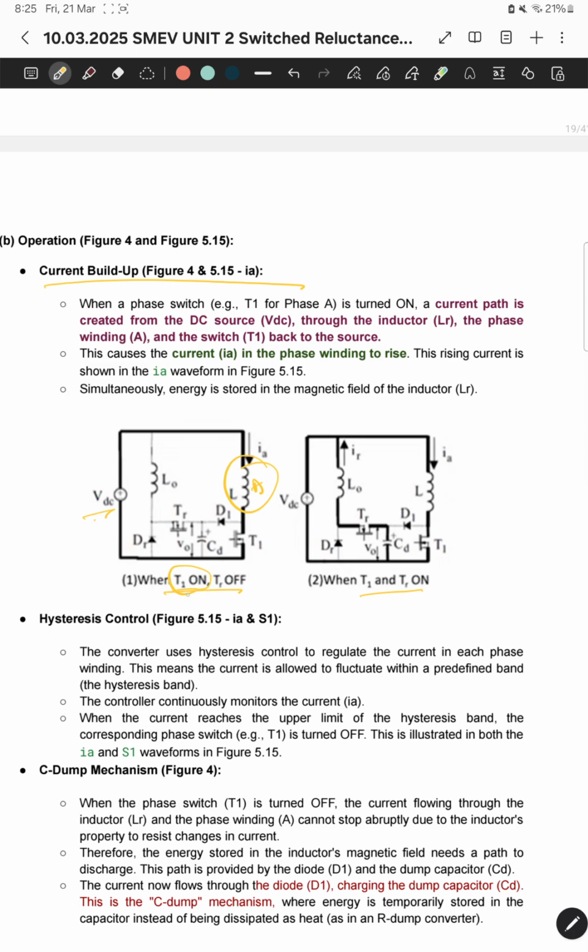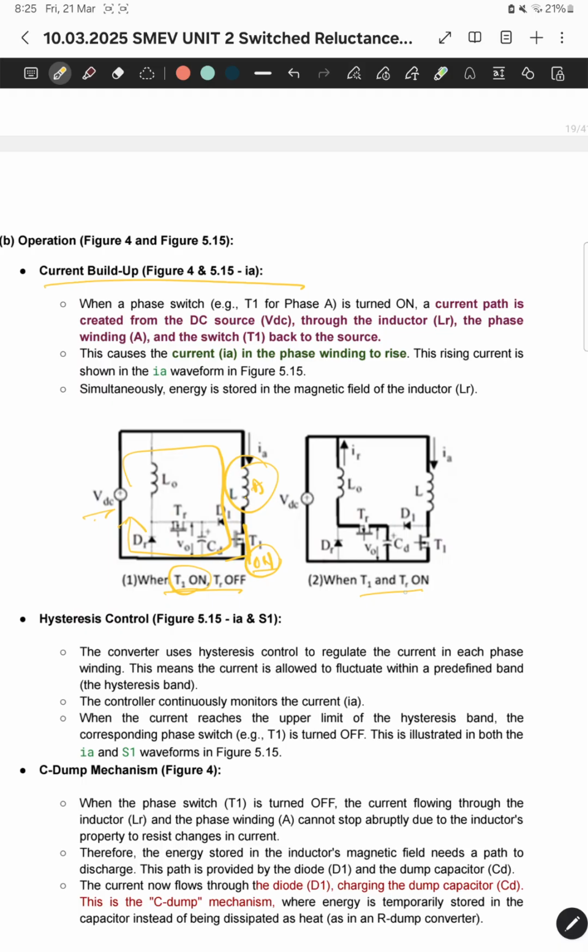So majorly we are concerned about the T1 switch here. In both the cases I will assume that the T1 switch is on. When the T1 switch is on, the power is directly fed to the phase winding. As you see here, the power is directly switched. This T1 switch will be on, so that it forms a short circuit here. The power is directly fed to phase A here.